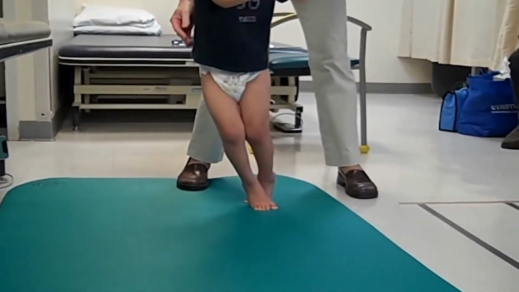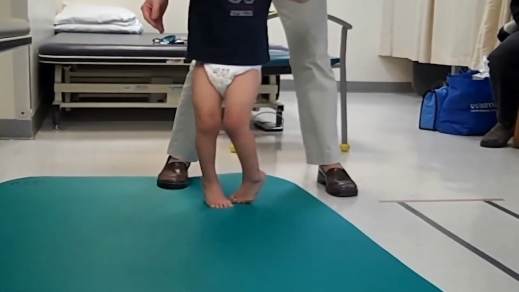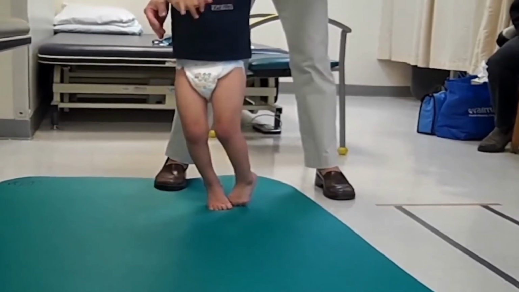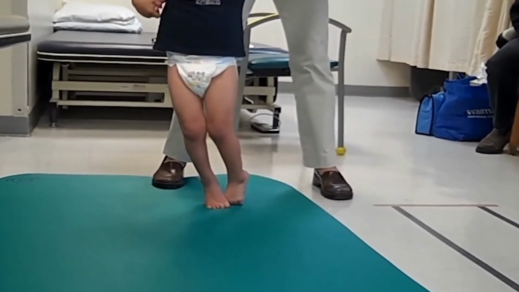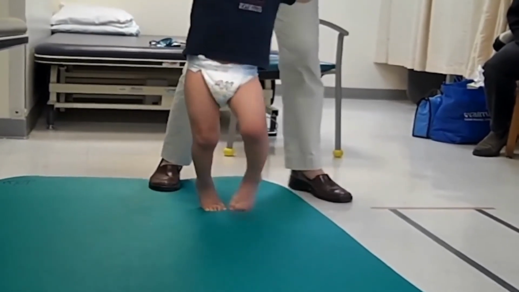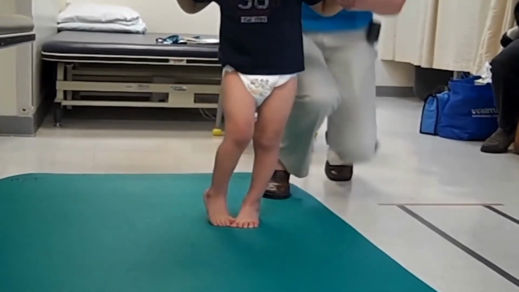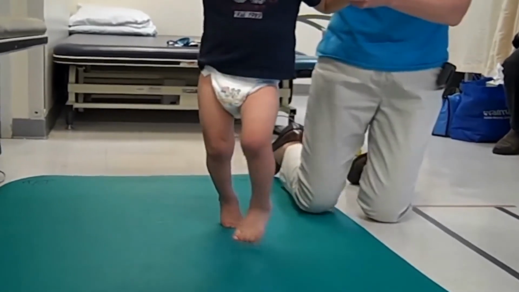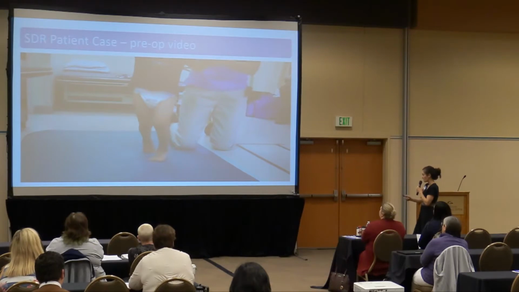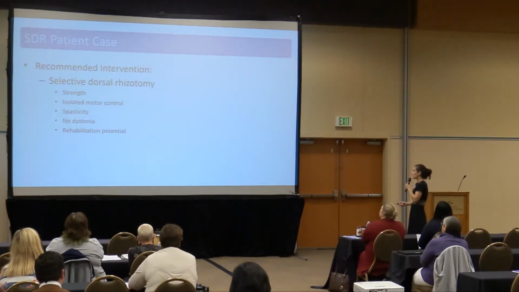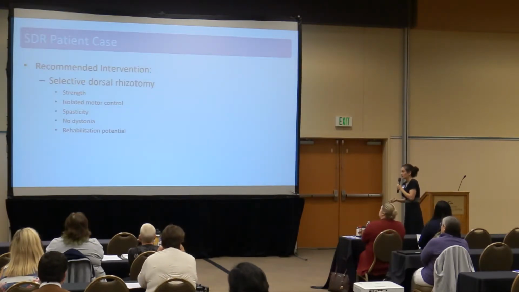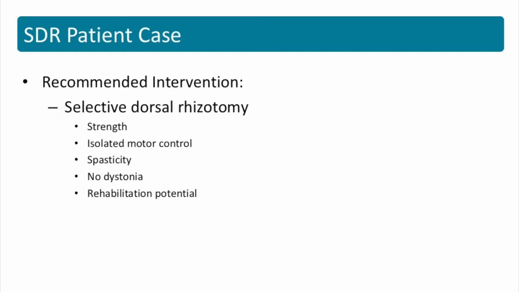And now once you take away the walker, you can see it's still very difficult for him to walk. Some of that comes from weakness, some from impaired motor control, and some from the spasticity itself. So we recommended a selective dorsal rhizotomy for this child because he was pretty strong, had good isolated motor control, had a lot of spasticity, we didn't see any dystonia, and he had great rehab potential.